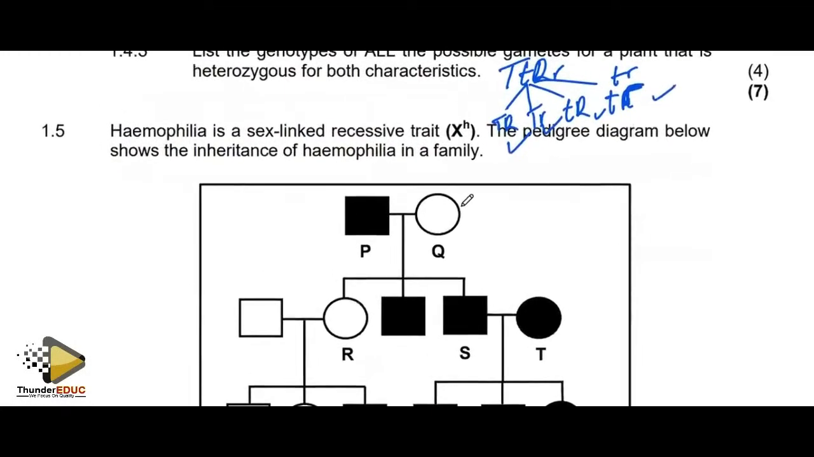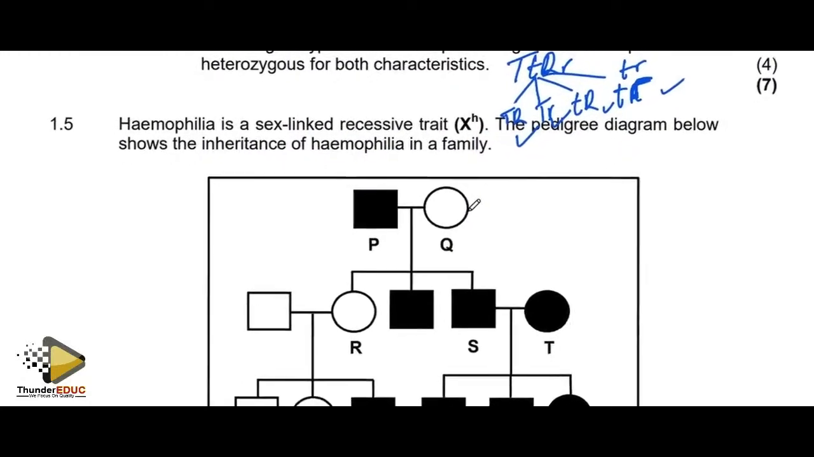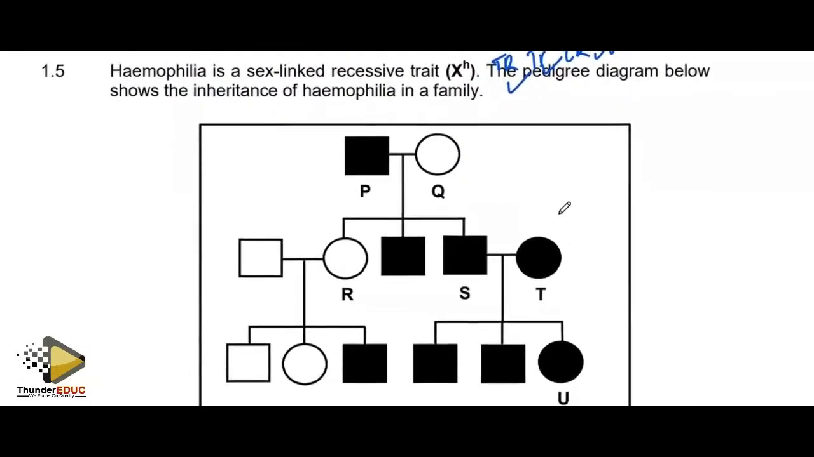Then they're saying that in hemophilia, hemophilia is a sex-linked recessive trait. The pedigree diagram below shows the inheritance of hemophilia in the family. Now, you always need to know that if they say male and female, but they have not mentioned that it's sex-linked, please don't use X and Y. But if they say sex-linked, always use XY for a male, while for the female use XX.